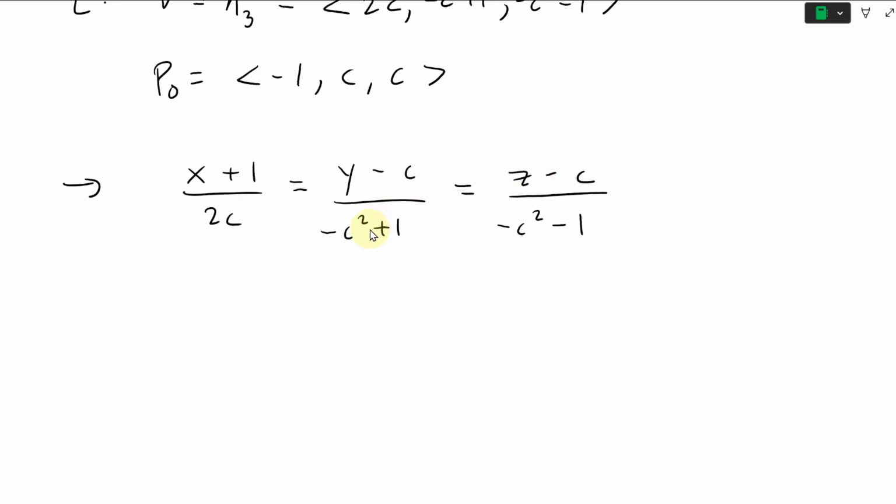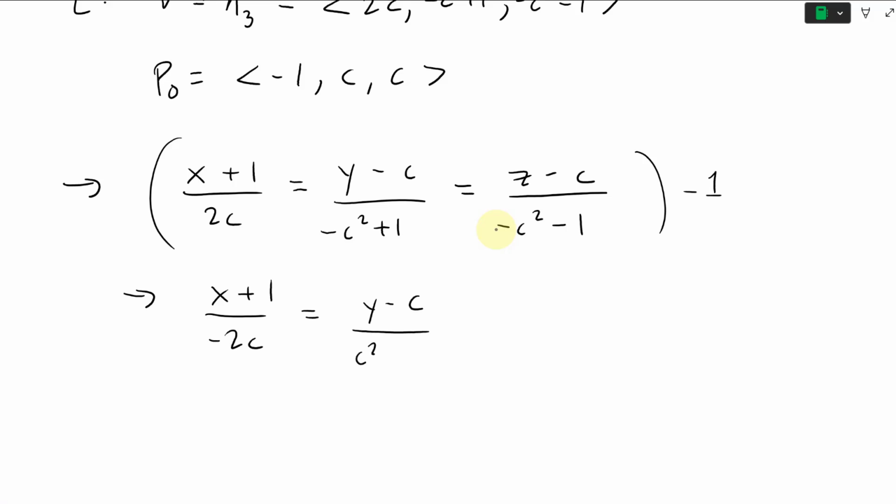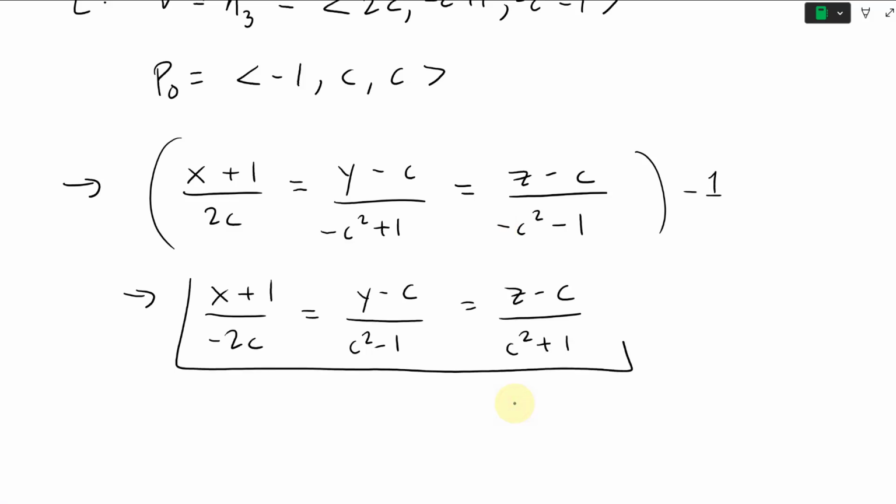There's too much negatives there, so since there's negatives in the front, it multiplies everything by -1 and gets rid of that part right there. So it'll multiply by -1, so we get x plus 1, just put the -1 at the bottom, -2c, equals y minus c over c squared minus 1, equals z minus c over c squared plus 1. So there's our symmetric equations of the line. And let's box this in.